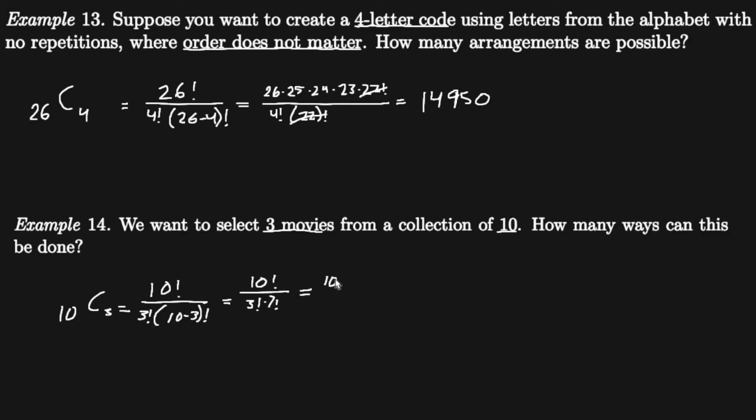We can simplify this by having 10 times 9 times 8 times 7 factorial. Now in the denominator, we have 3 factorial times 7 factorial. The 7 factorials get canceled out, then we're just left with this. Actually, we can simplify this more, getting 10 times 9 times 8. The denominator is just 3 times 2 times 1. If we plug this into our calculator, we get 120. So these are 2 great examples for combination.